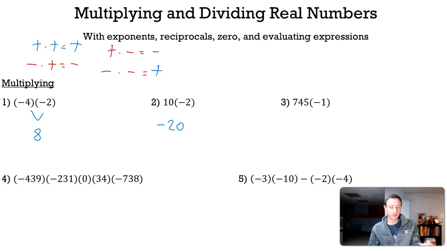And then the product of 1: any number times 1 is itself. So 745 times 1 is 745. But positive 745 times negative 1 would be negative 745. So any number times 1 gives you back that number. So a times 1 is equal to a.